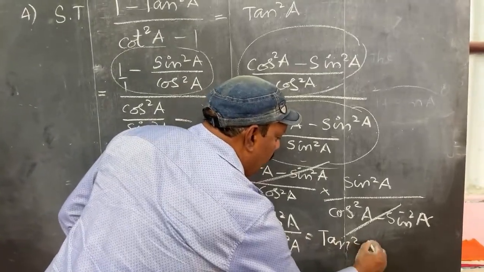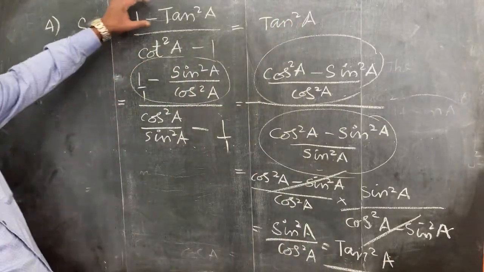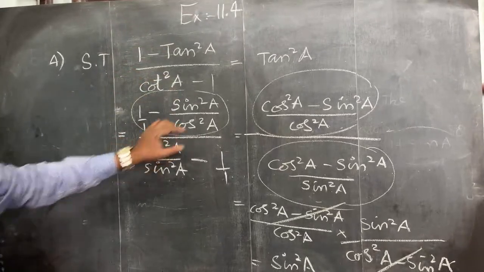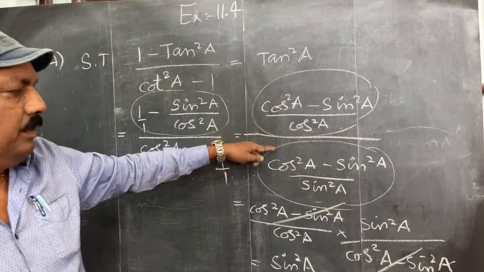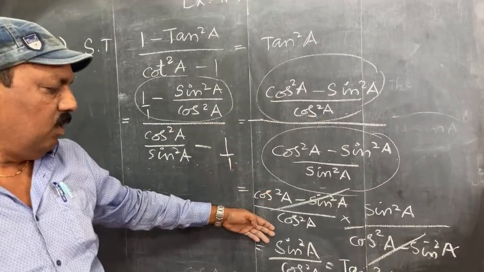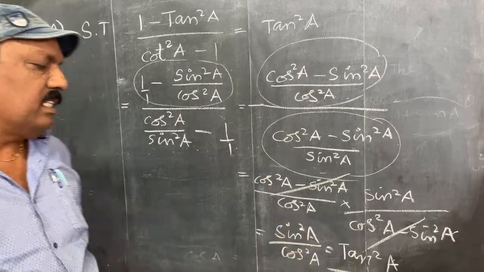So whatever we wanted, we got here. You can check here. First I converted tan, I converted cot here. I took LCM for both, and in the reciprocal formation, I finally got sin square A by cos square A, which is equal to tan square A.